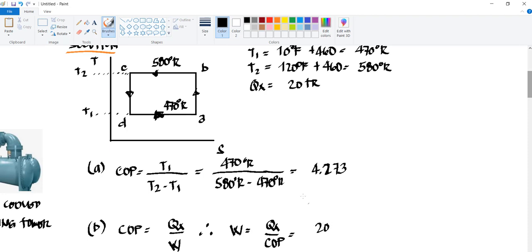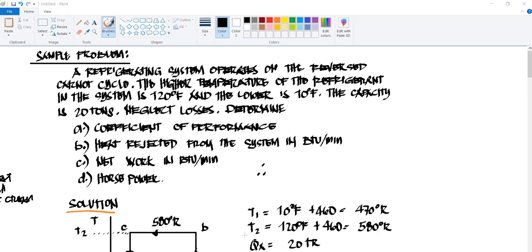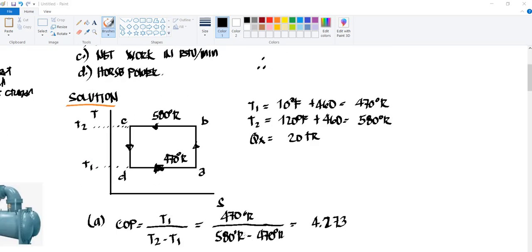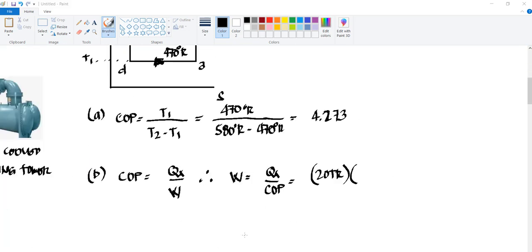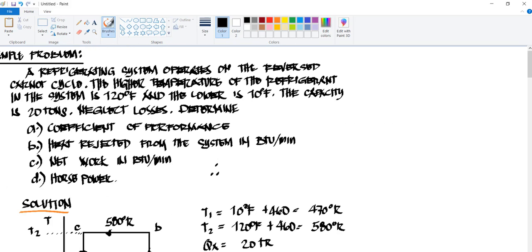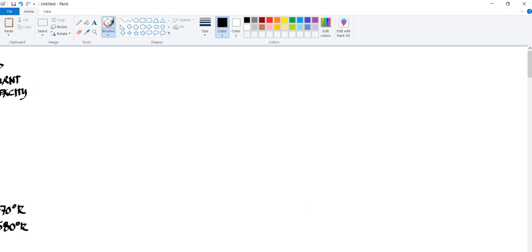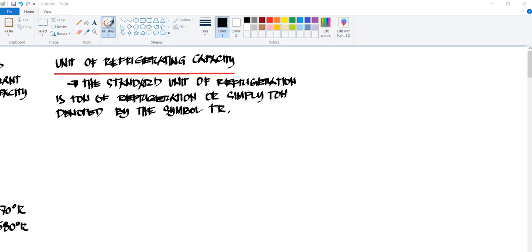So we have 20 tons of refrigerant, and we can convert this one into, I forgot to write here the conversion. So first things first, I will write the conversion so that you will be fully aware. So let's leave a blank here. Now, for the unit of refrigerating capacity, the standard unit of refrigeration is defined as the ton of refrigeration, or simply the ton, denoted by the symbol TR. Okay, so take note of that one.